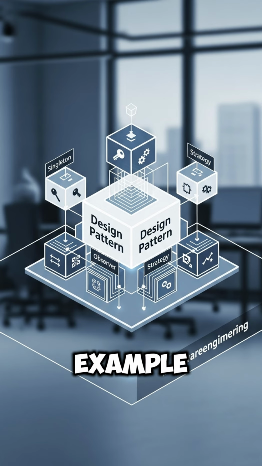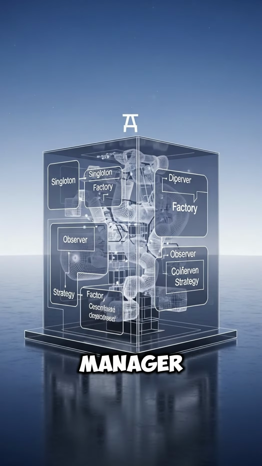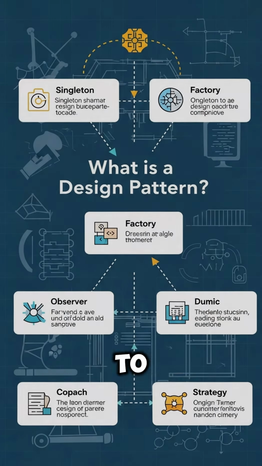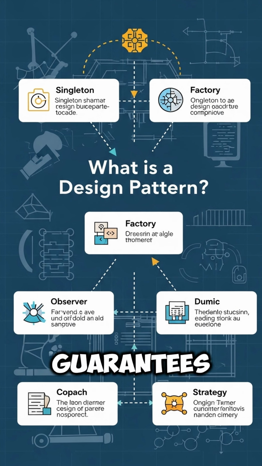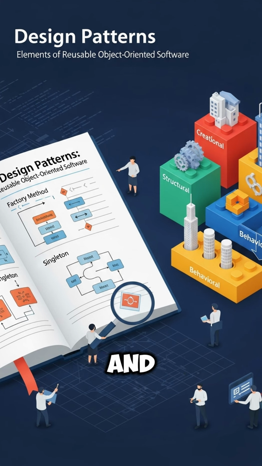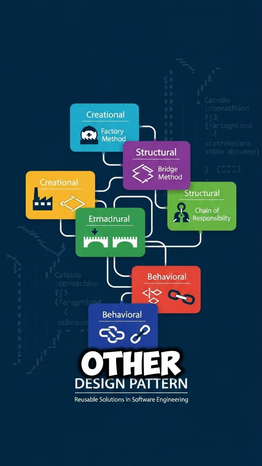Let me give you a real example. Say you're building an app and you need exactly one instance of a configuration manager. Not 2, not 3, just 1. You could write a bunch of messy code to enforce this, or you could use the singleton pattern. It's a proven approach that guarantees a class has only one instance and provides a global access point to it. Boom. Problem solved with code that other developers will instantly recognize and understand.